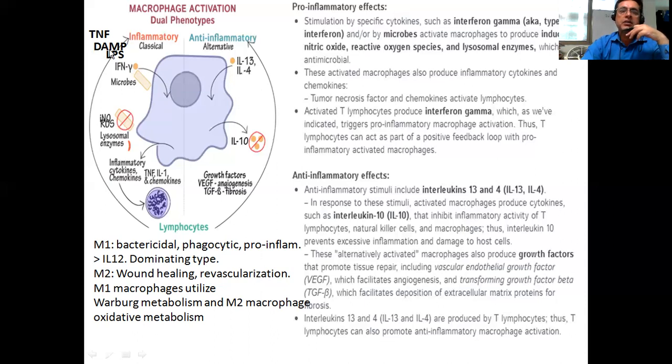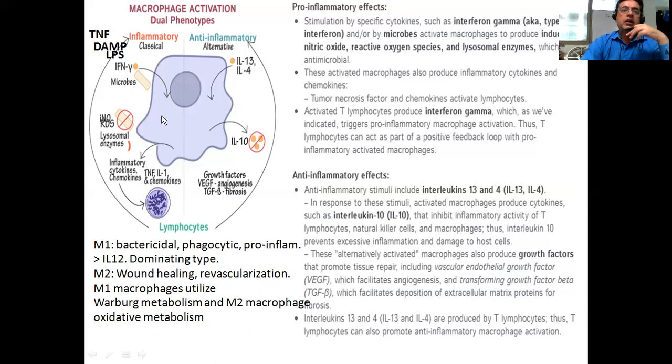Similar is the case with damage-associated molecular pattern. DAMPs can also activate the inflammatory or the classical pathway. Other factors like some cytokines, like the tumor necrosis factor and interferon gamma, for instance, interferon gamma and TNF can also trigger the classical pathway or the pro-inflammatory pathway. The pro-inflammatory pathway means that this particular macrophage is going to secrete cytokines which are actually responsible for promoting the inflammatory response.